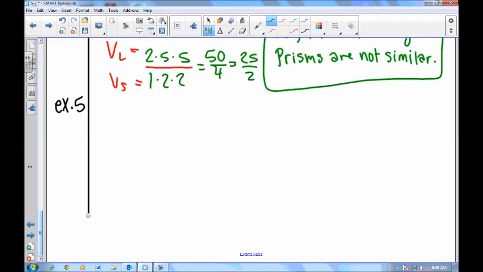Okay, here's our last problem, the story problem. A bottle is 10 inches high.